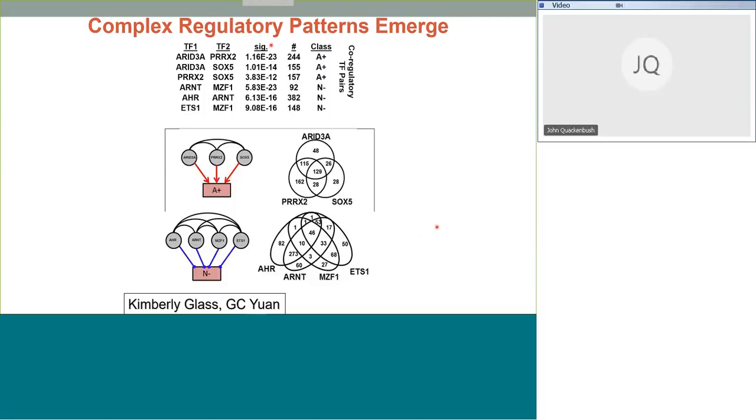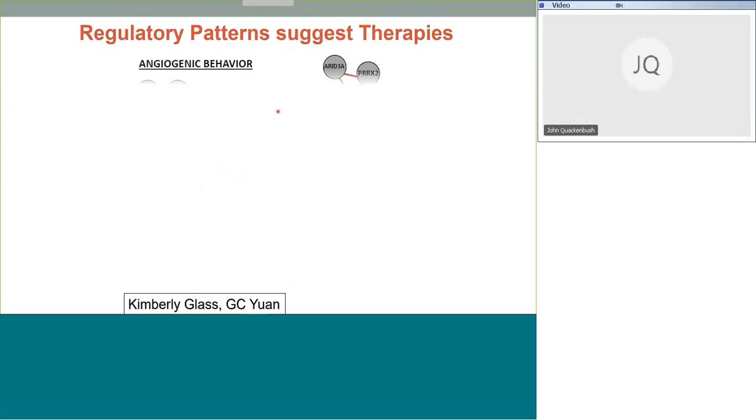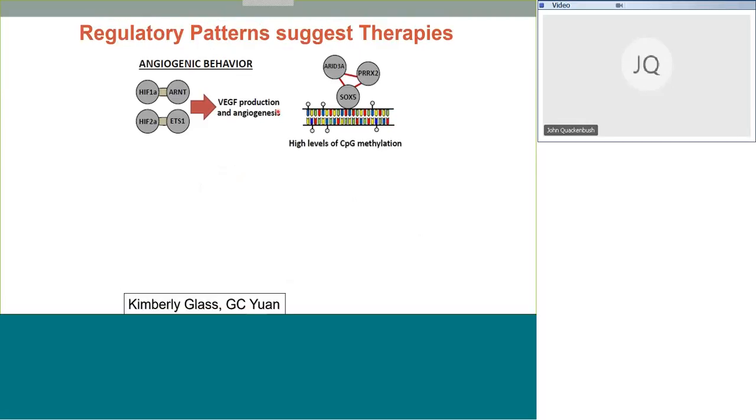In fact, if you look at the p-values here in the center at the top, those p-values are just way off the charts in terms of their significance for the overrepresentation of these individual transcription factors. So as we started to tease this apart, what we recognized was that those transcription factors are actually known to form complexes, and that those complexes are associated with processes involved in angiogenesis.